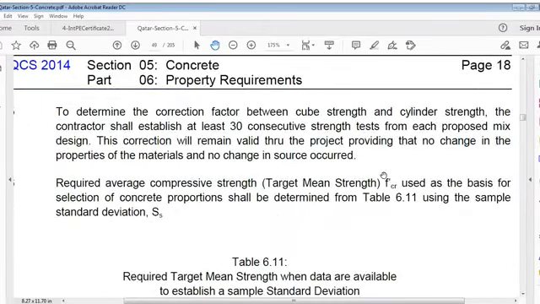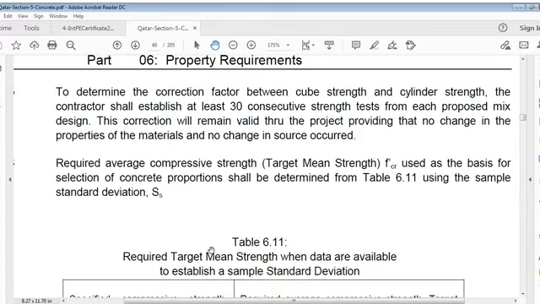Now property requirements. To determine the correction factor between cube strength and cylinder strength, the contractor shall establish at least 30 consecutive strength tests from each proposed mix design. This correction shall remain valid through the project providing that no change in properties of materials and no change in source occur.